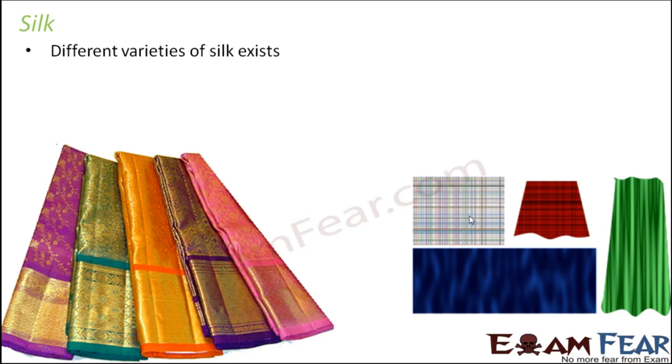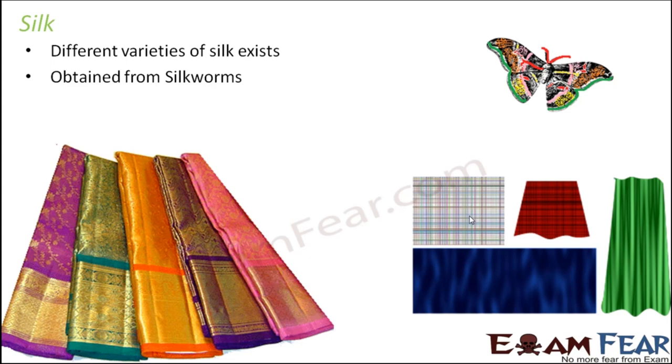Now in this section we will see from where we obtain silk, from where we obtain so many different varieties of silk, and how we process silk. We will follow exactly the same method that we did for wool. So silk is obtained from silkworms. Now what are silkworms? Have you seen butterflies? Silk moths also look very similar to butterflies. They are called silk moths because they are like moths, but since silk is obtained from them, they have been given the name silk moth.